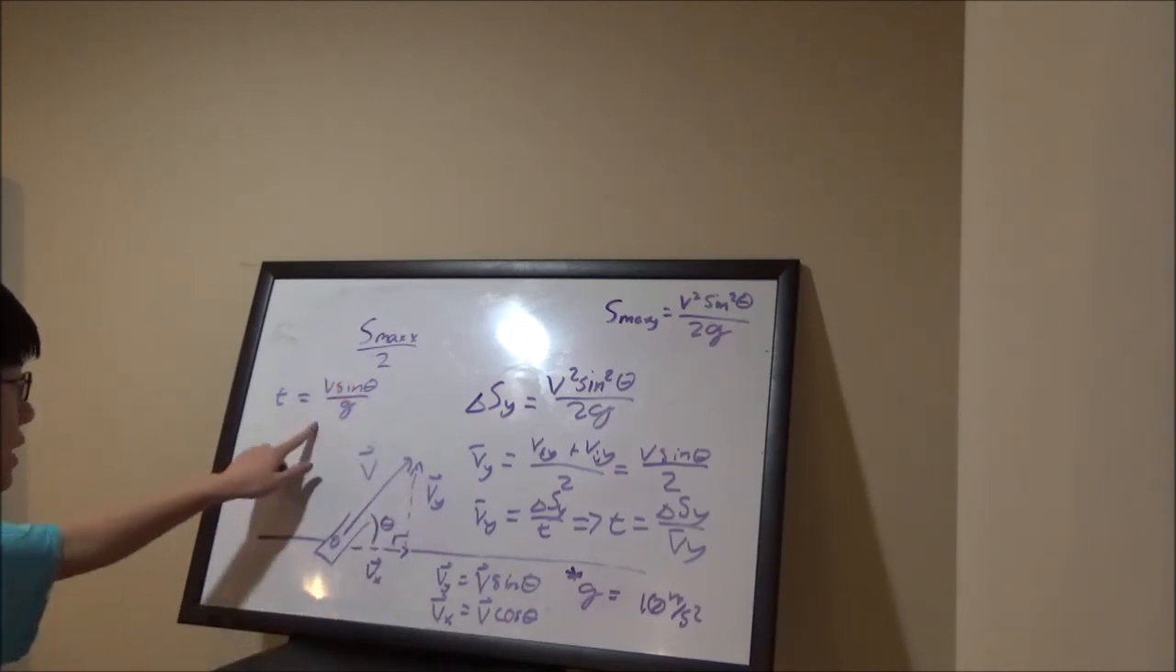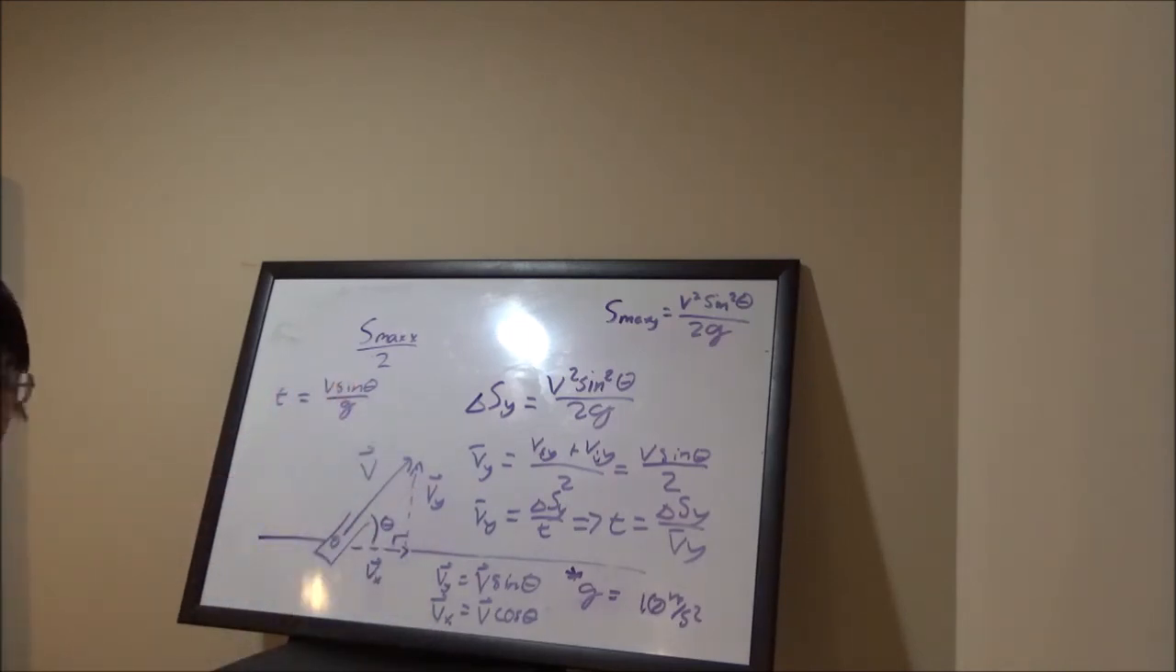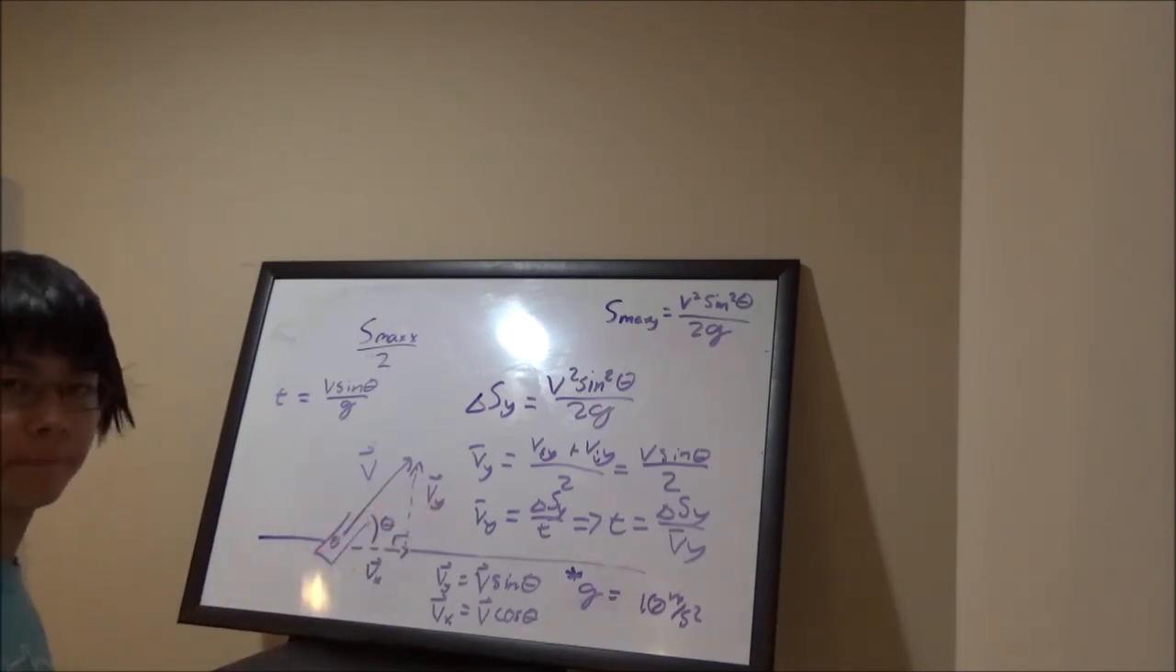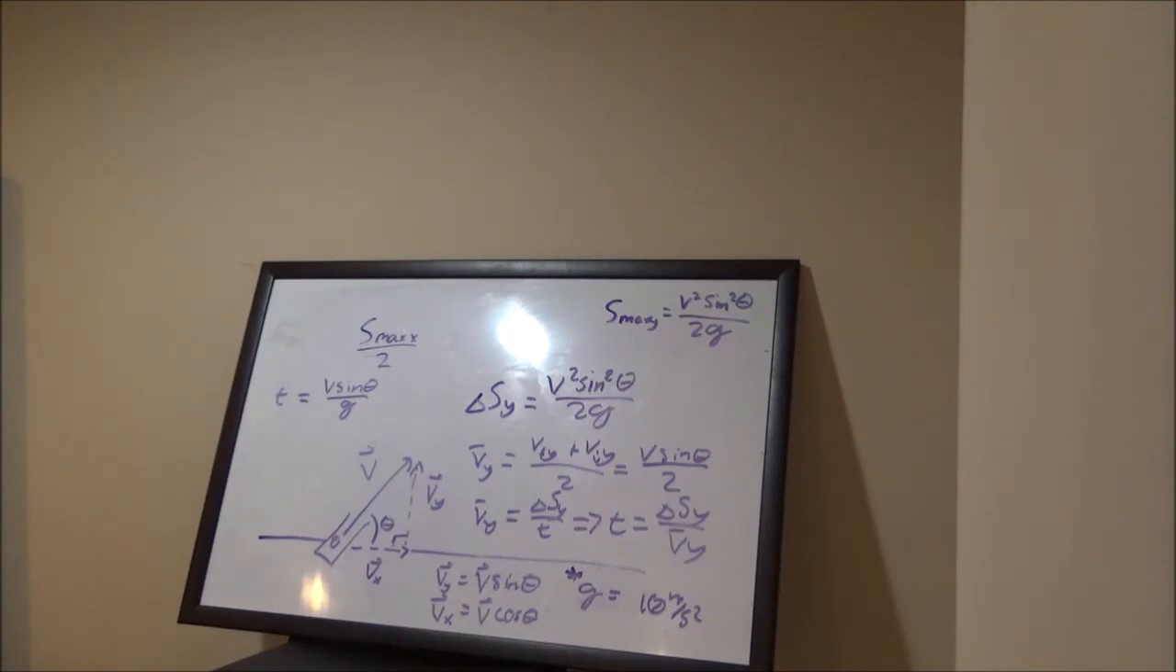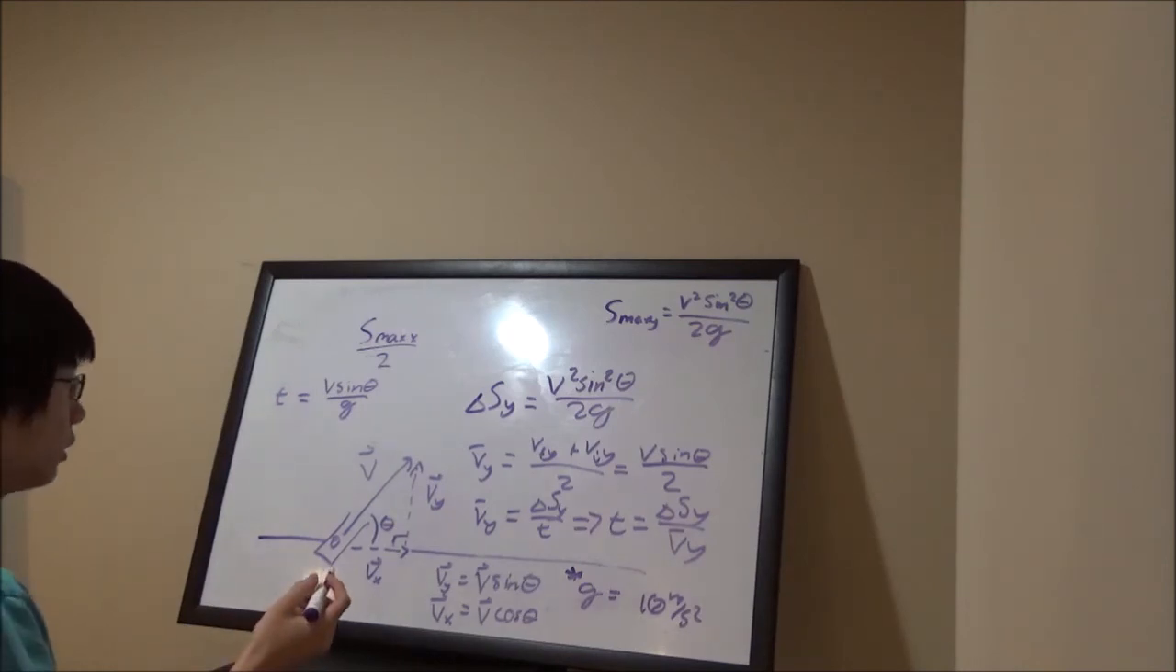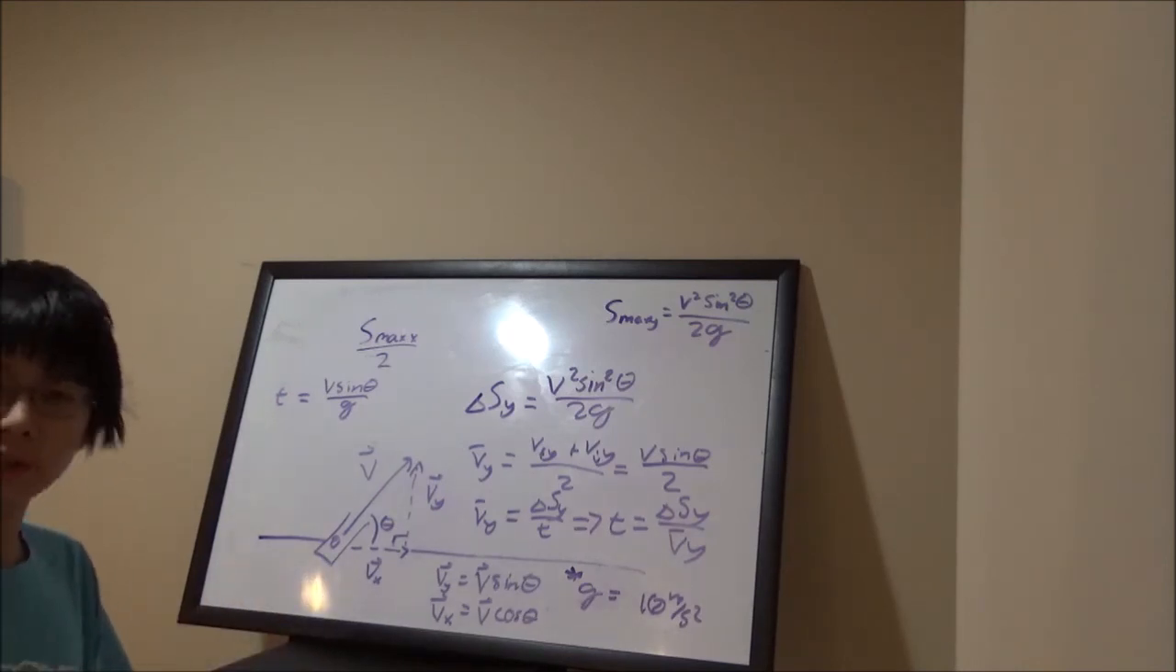So that is the time that has elapsed. That is something awesome to know. That's the time that elapsed to get halfway. Alright, so the next thing we're going to do is we know that the vertical velocity is constant, right?